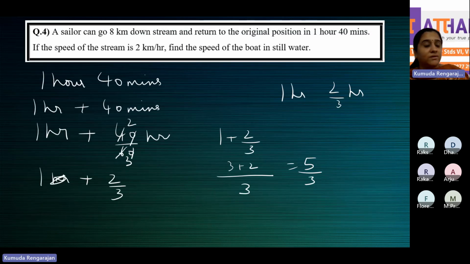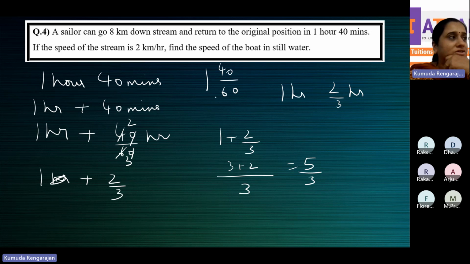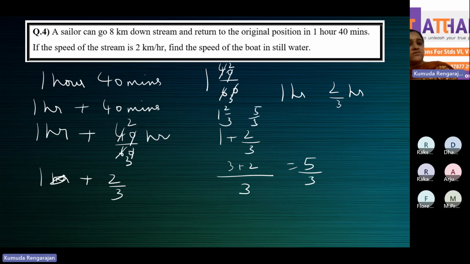So this takes a long time, no? If you want to be very sincere and follow what the teacher told you in 6th standard, it's going to take a long time. So just use a shortcut, that's all. 1 hour 40 minutes: write it as 40 by 60, like a mixed fraction. Then cancel this and this, make this 2 by 3. So 1 and 2 by 3, which is nothing but 5 by 3. In less time, you can get this. All right.